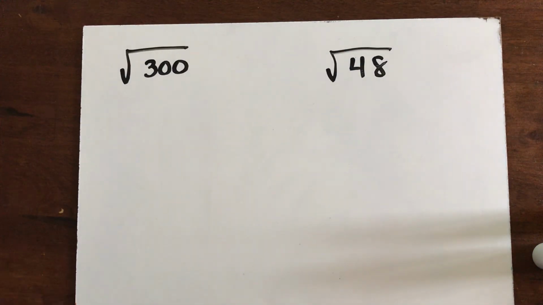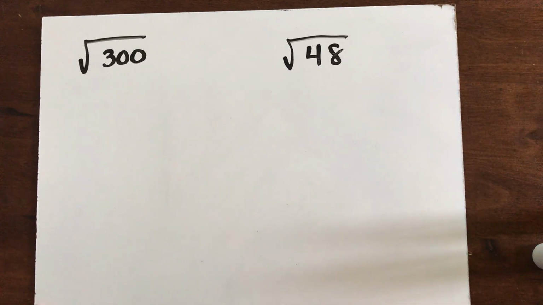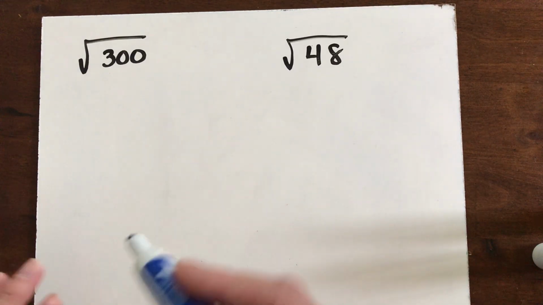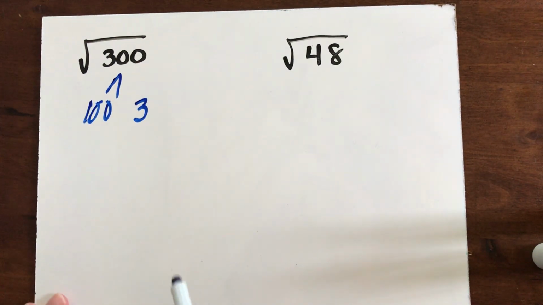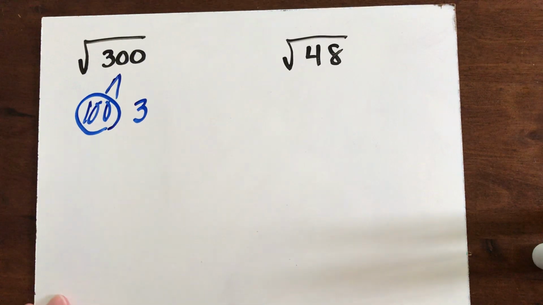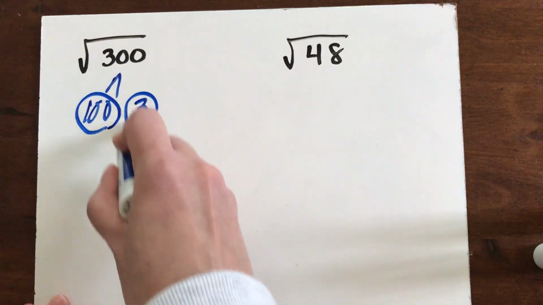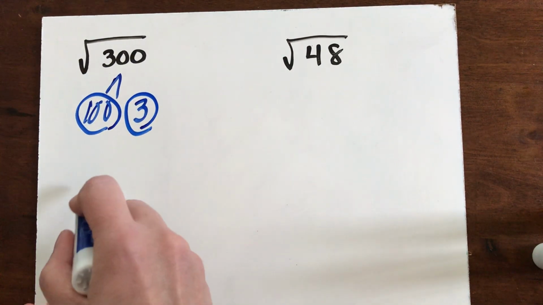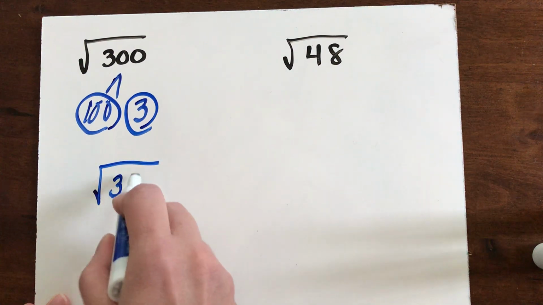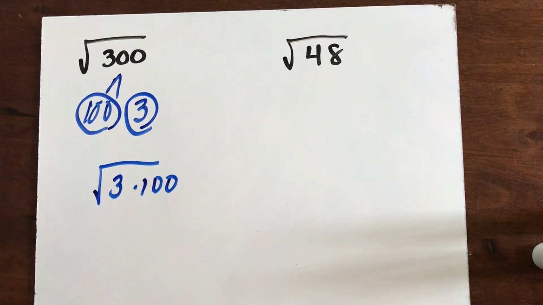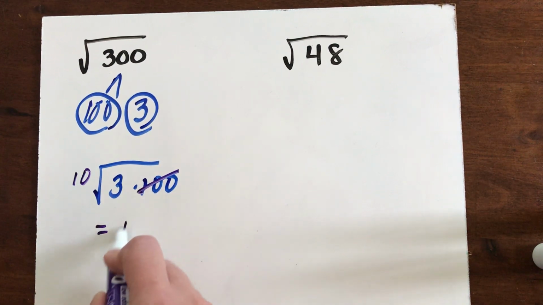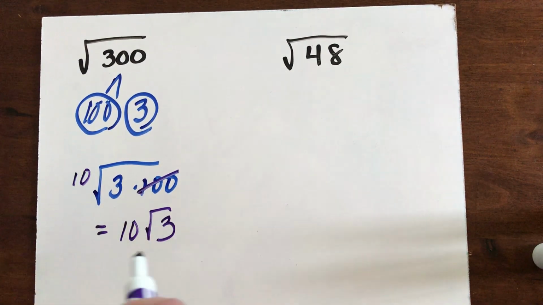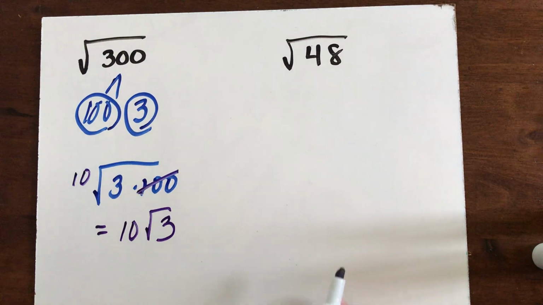What if I have the square root of 300? Think of any numbers that are perfect squares. So it should be going off in your head, 100. So this is going to be 100 times 3. 100 I'm going to circle because it's perfect. 3 I'm going to circle because it's prime. So when I come down here, I'm going to do 3 times 100. Now the square root of 100 is 10. So my answer is going to be 10 times the square root of 3. Again, that's the exact answer.